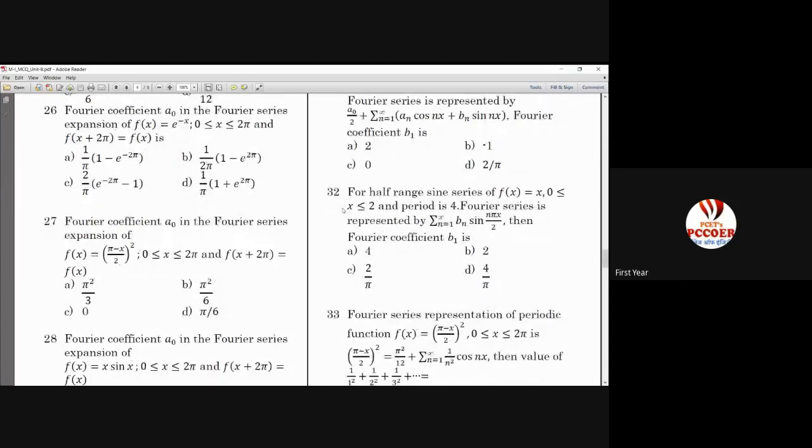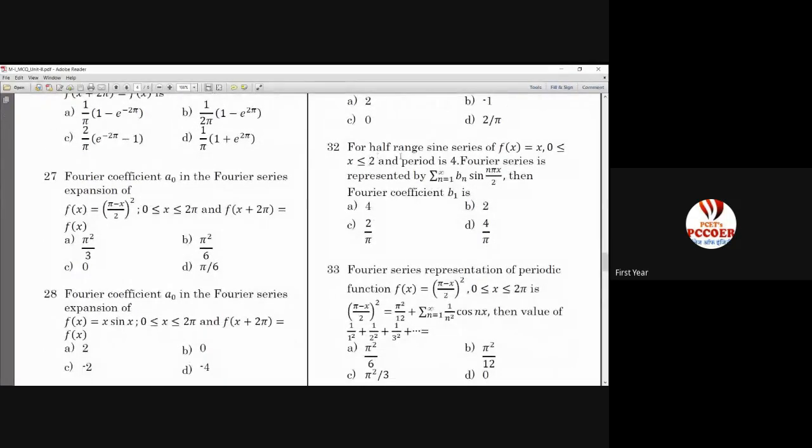Yes, half range questions we will do one. For half range sine series, f of x is equal to x between 0 to 2, period is 4. The Fourier series is represented by this, Bn sine of n pi x by 2. It is a sine series. So then what is the coefficient B1? How are you going to solve this? You'll have to solve by integration only. What is the formula for B1? Here many students go wrong in taking the formula. It is 2 by L, integration 0 to L, f of x into sine of 1x, meaning n is equal to 1.